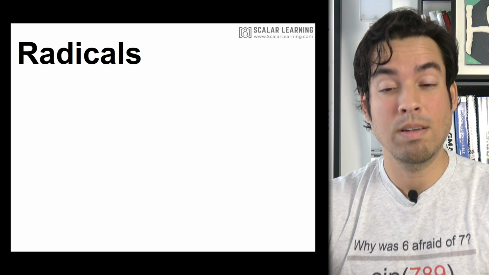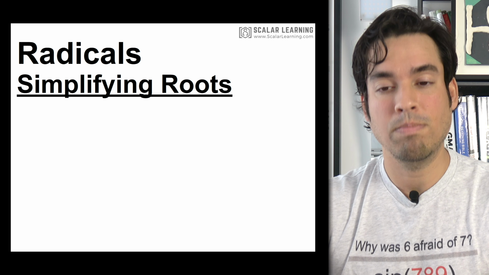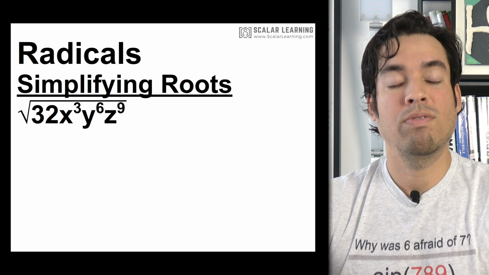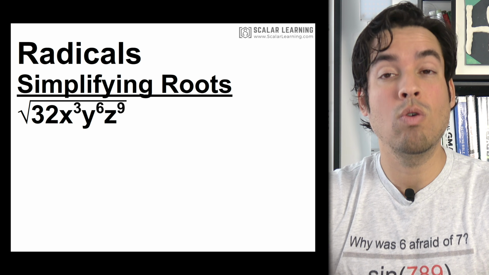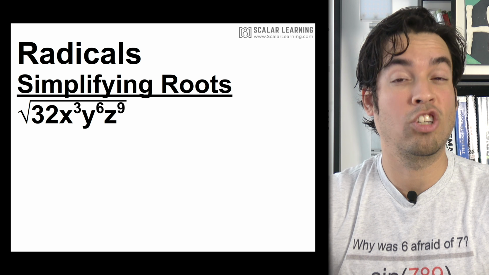Now let's talk about simplifying radicals, okay, and simplifying these roots. So here's a perfect example. We're gonna start with the square root. Now you notice there's no number. When there's no number, you assume it's a 2, so it's just a square root.